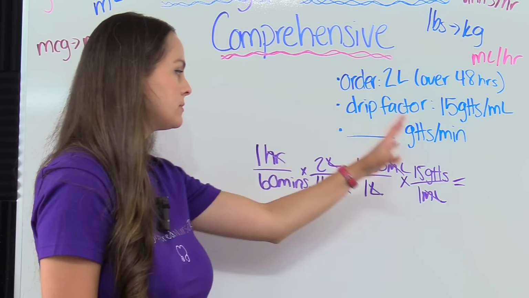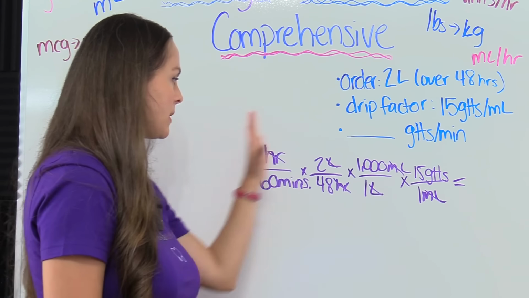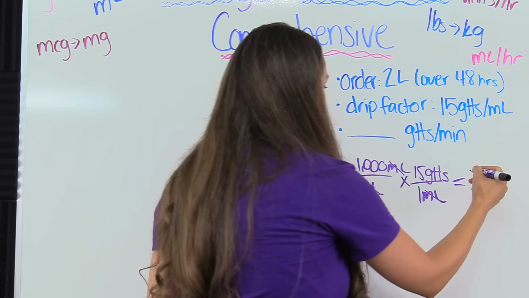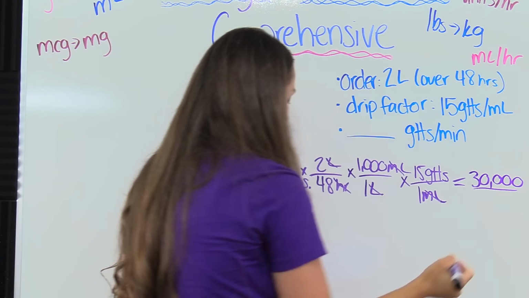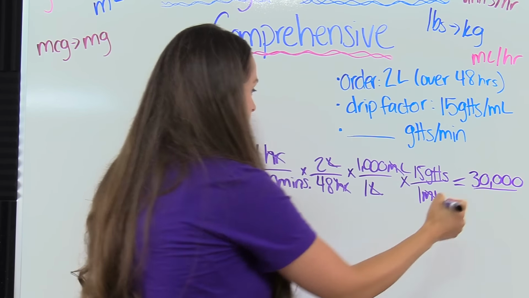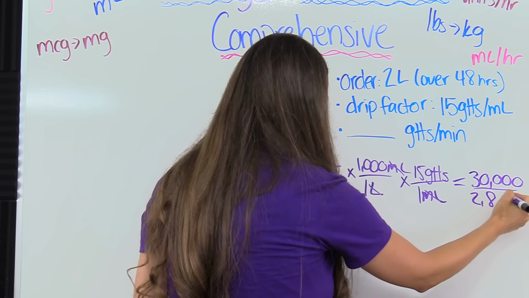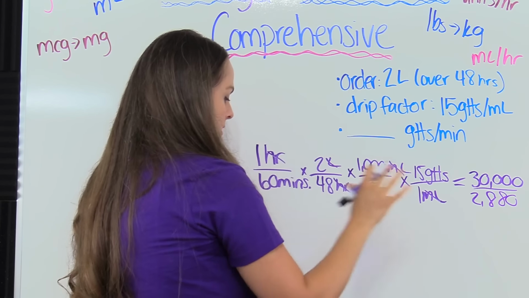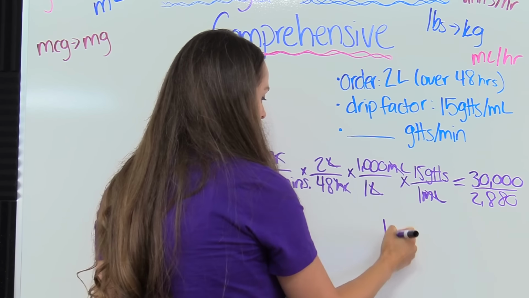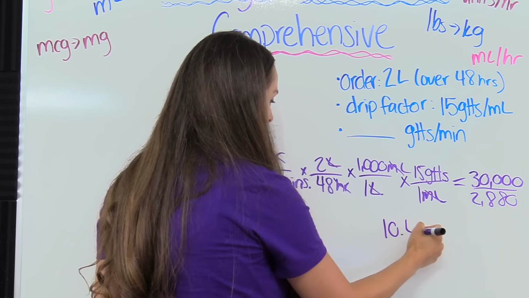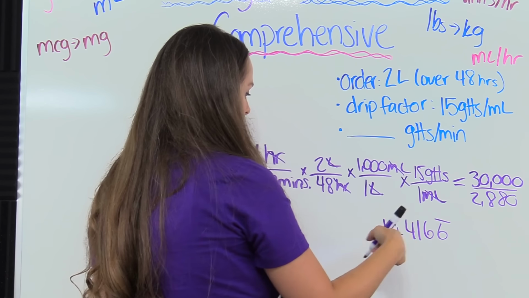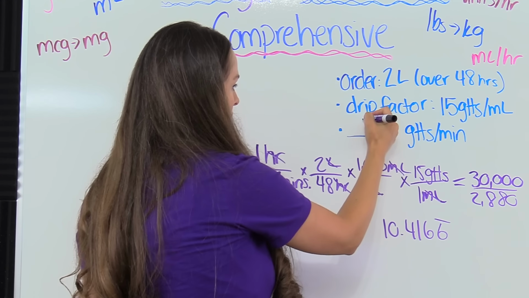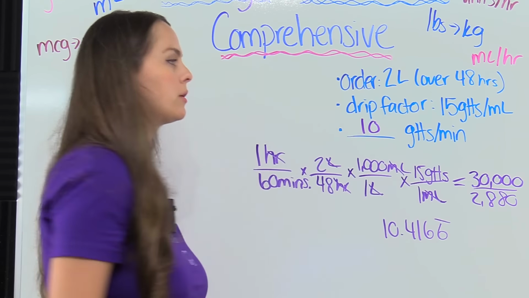We're ready to multiply and divide. So multiply everything at the top, we get 30,000. Multiply everything at the bottom, we get 2,880. And when we divide that out, we get 10.4166 repeating. And I'm going to round to the nearest whole number. So our answer is 10 drops per minute.